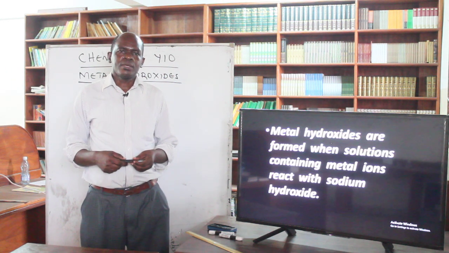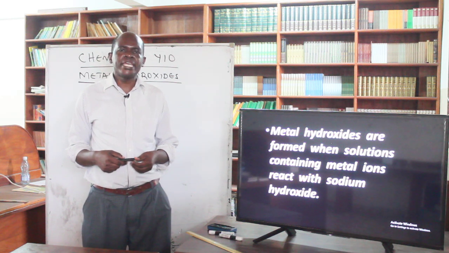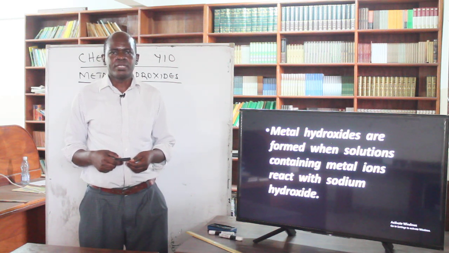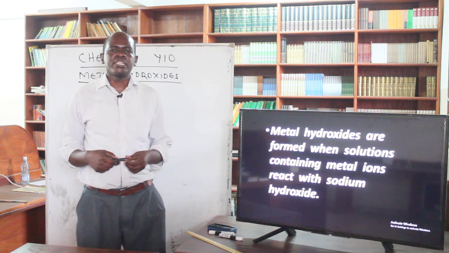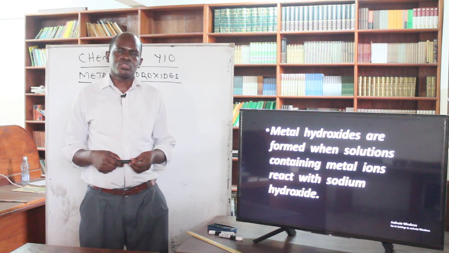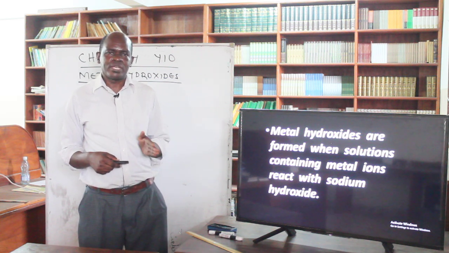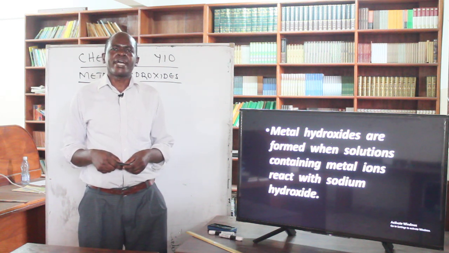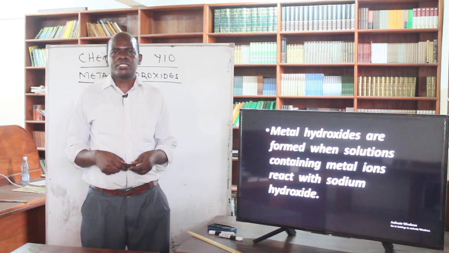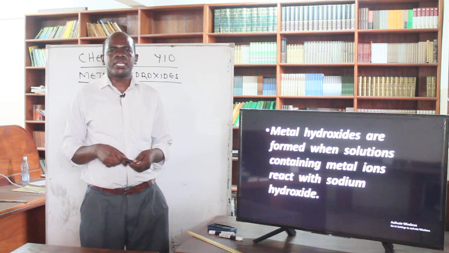Now, metal hydroxides are formed when solutions containing the metal ions react with the sodium hydroxide. That means that the precipitates that we were observing in our previous lesson are actually metal hydroxides of the respective metals with the sodium hydroxide.